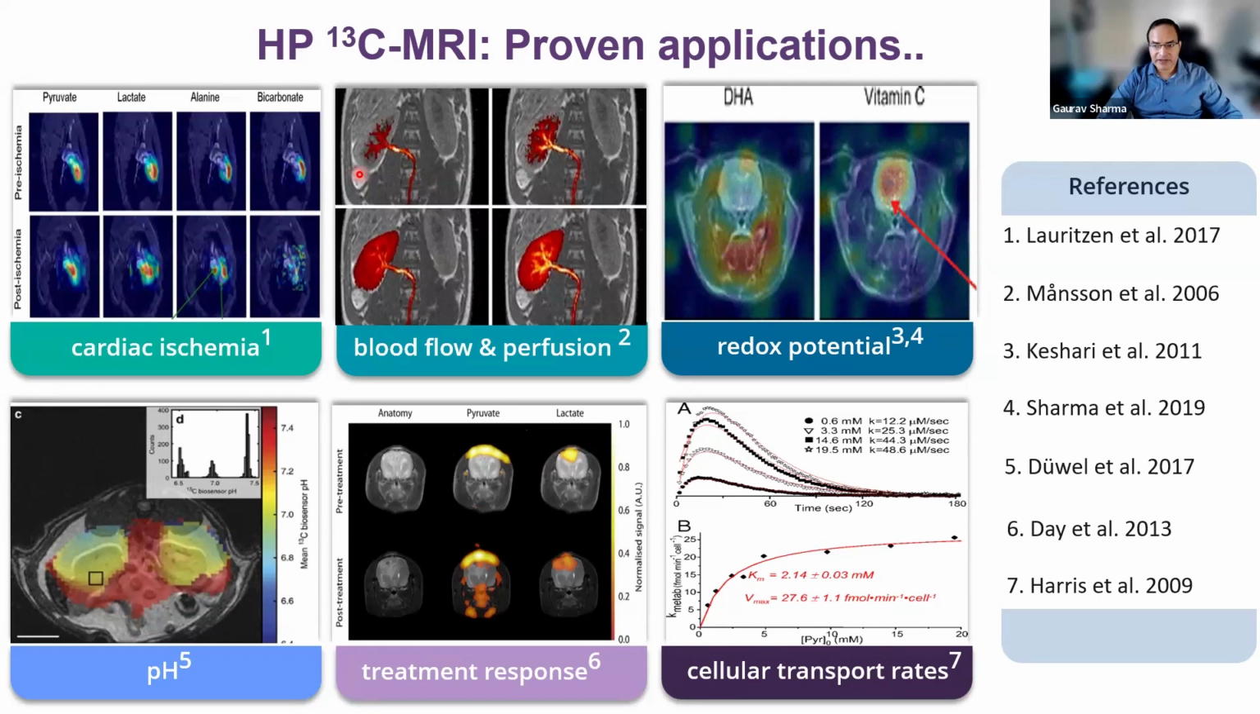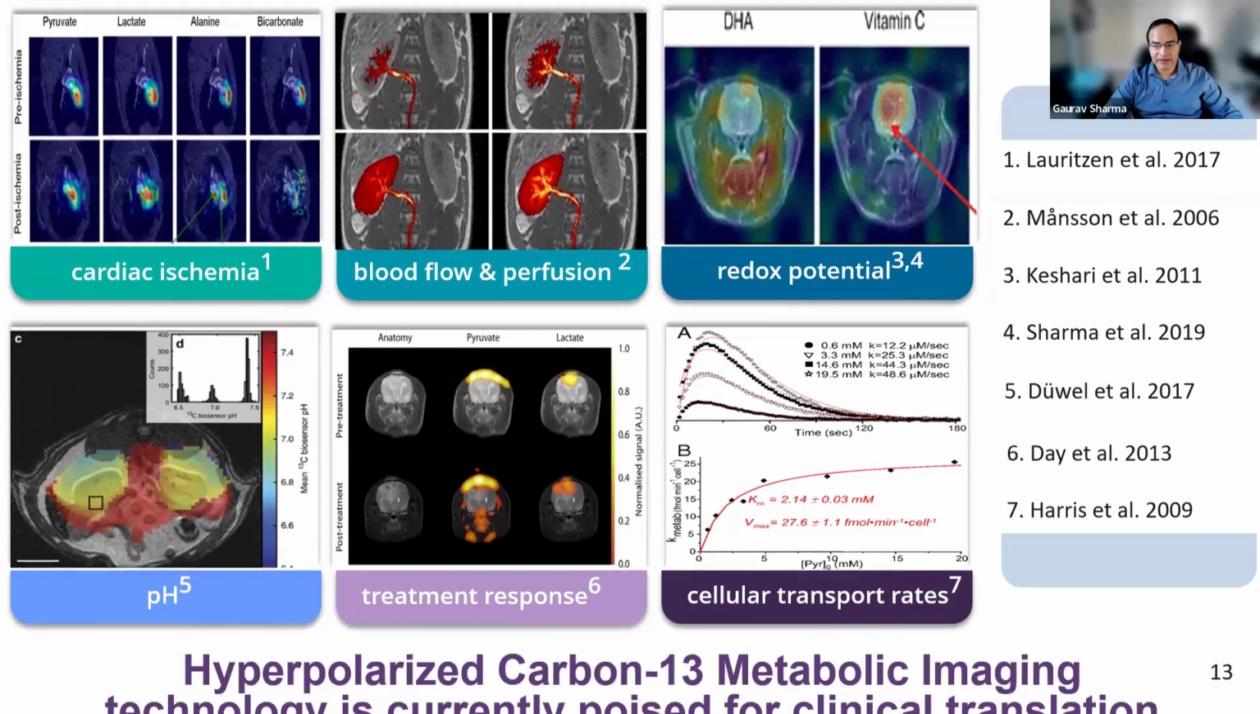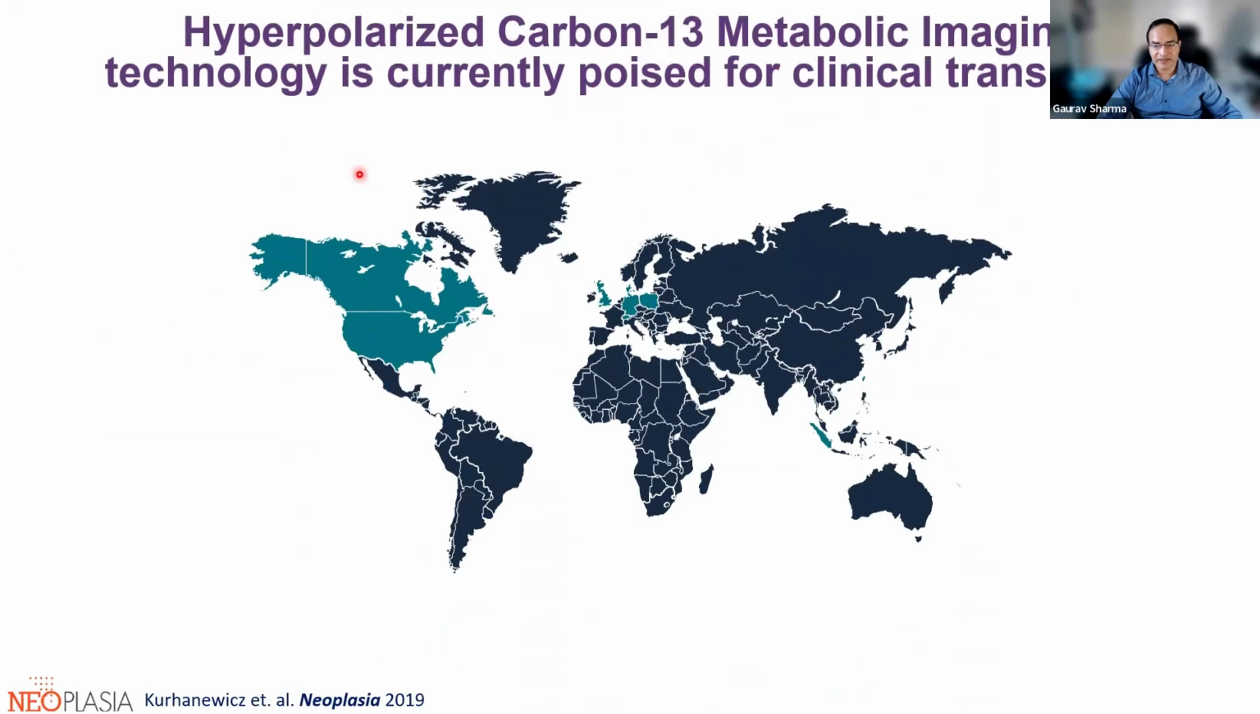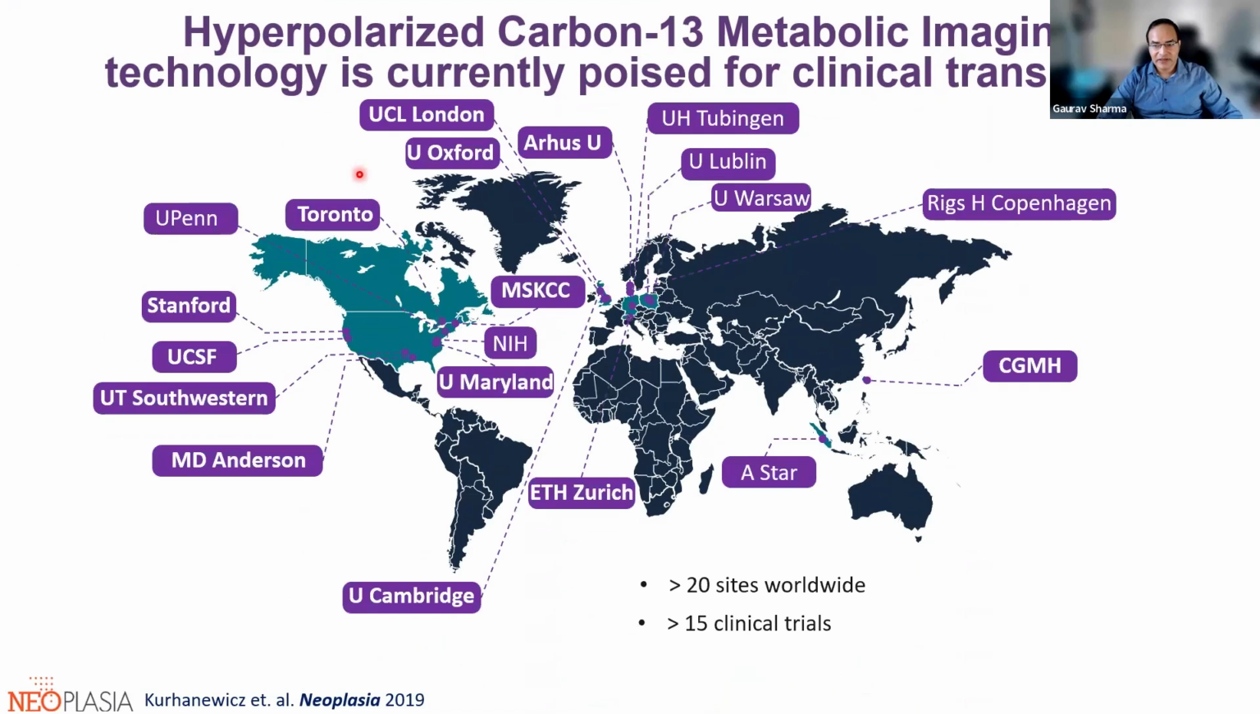But as I mentioned, the technology is relatively new, and if you look at the world map, it is available at only a handful of institutions. UT Southwestern is one of the prime sites. Overall, there are more than 20 sites in the world which include a clinical polarizer, and there are currently more than 15 clinical trials, roughly more than 20.